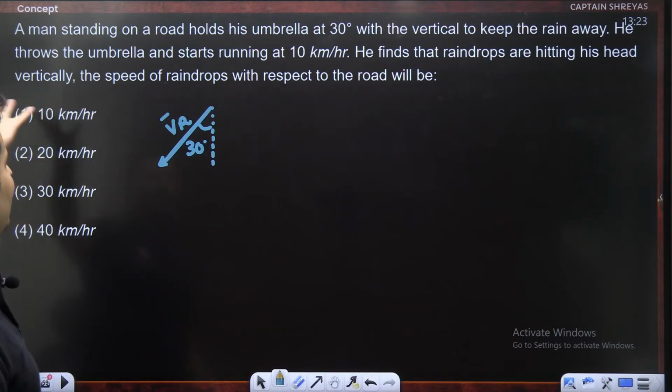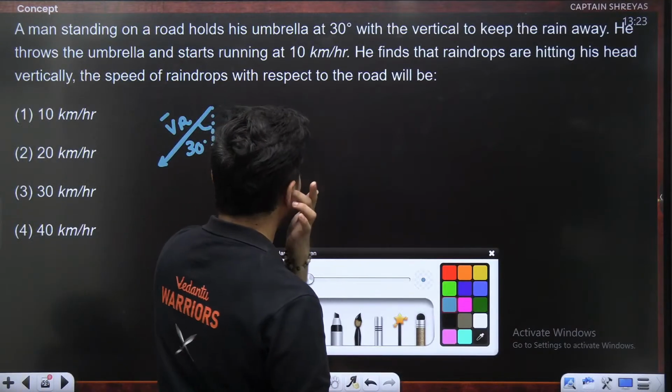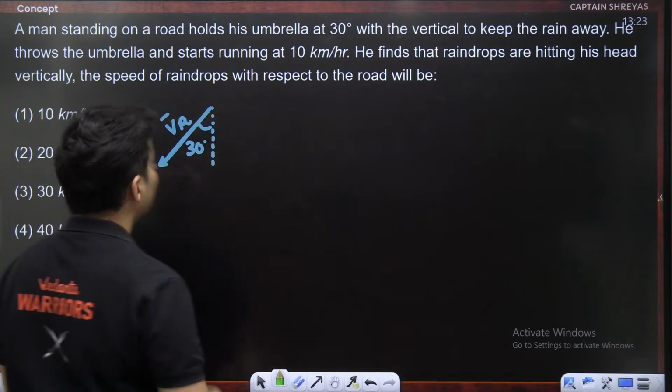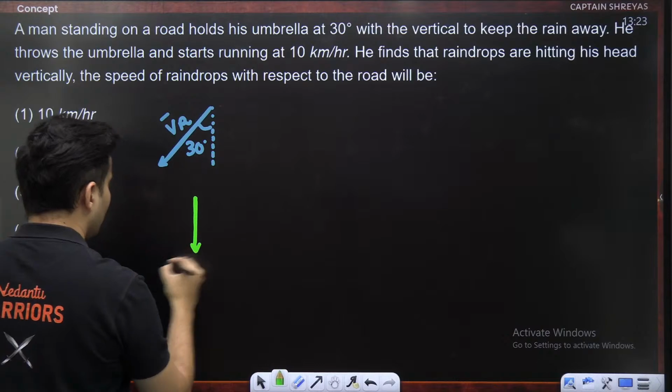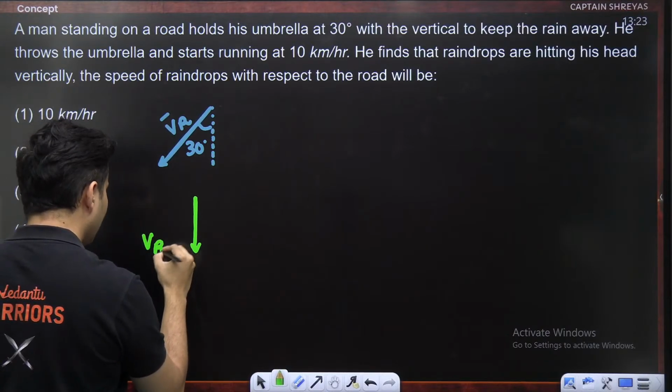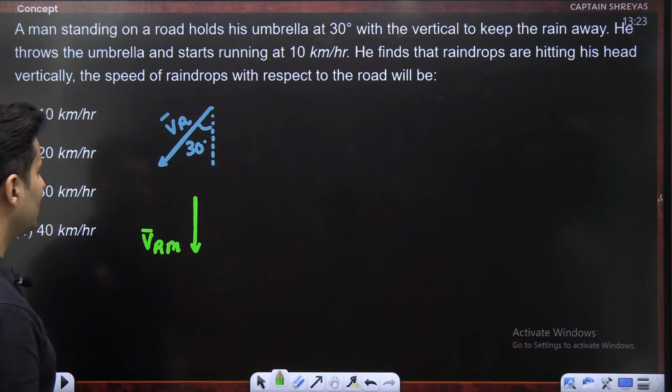He throws the umbrella and starts running at 10. Okay, he starts running at 10 and he finds that the raindrops are hitting his head vertically. That means if the person starts running, the rain's velocity with respect to man is vertically down like this.